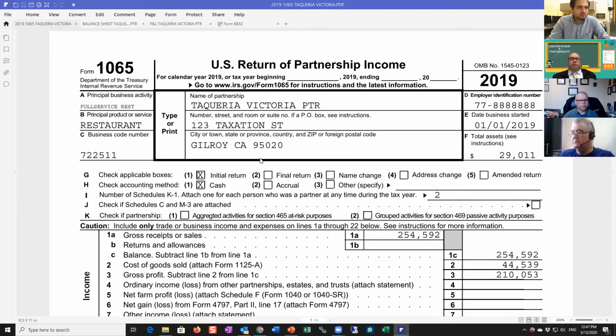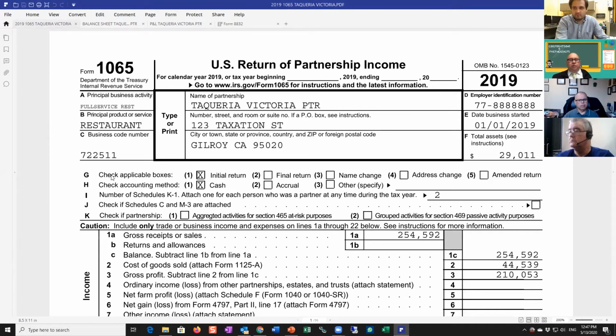So let's go line by line. What's very important is the principal business activity. What do you do? Well, in this case, it's a food restaurant. What product? In here we put restaurant, but in reality, you want to put what it is: Italian restaurant, Mexican restaurant, Indian restaurant, whatever that is.